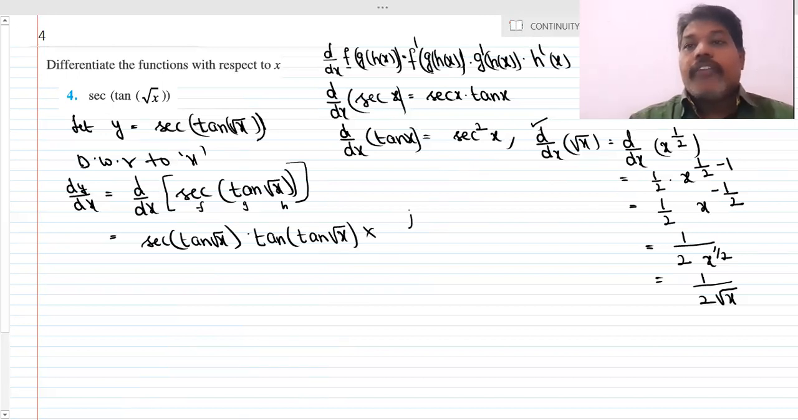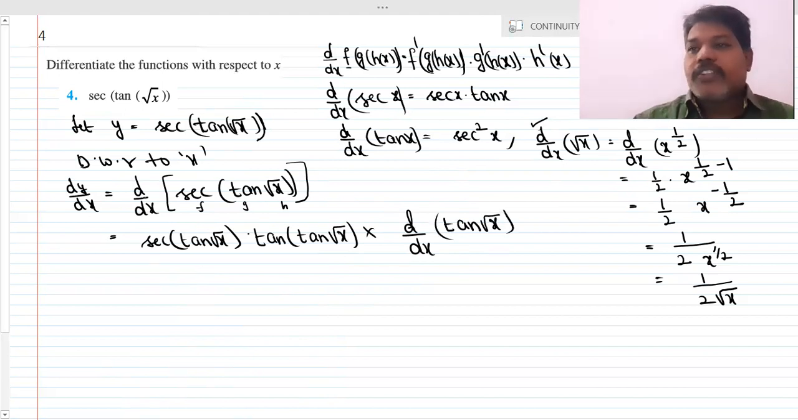Then into the derivative of the second function, g. Just now I differentiated f only. The secant x derivative is secant x into tan x, taking it as x. But it is not x, it is another function, that is tan of root x. So that's why you have to differentiate tan of root x.